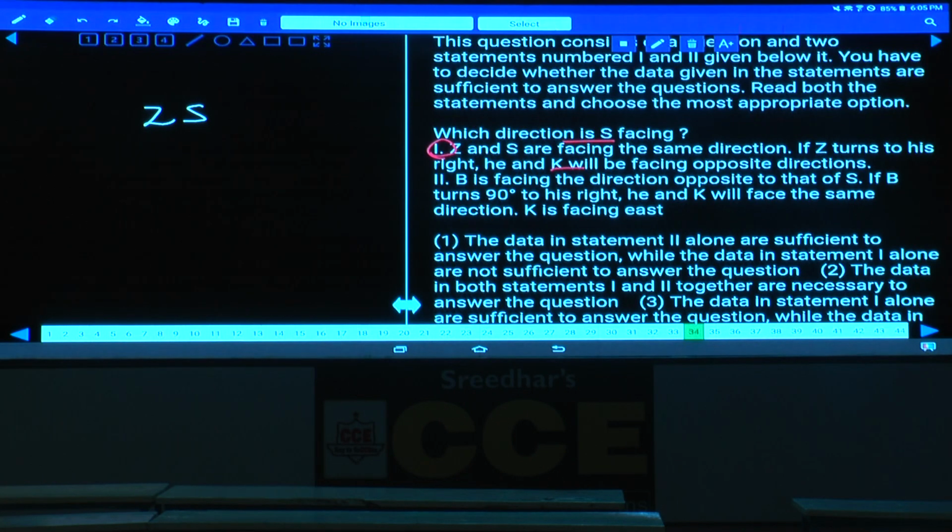Then coming to the second one, B is facing the direction opposite to S. If B turns 90 degrees to his right, he and K will face the same way. K is facing east. As K is facing east, if B turns 90 degrees to his right, he and K will face the same way. If B turns 90 degrees right, he will turn to east. That means as of now B is facing which direction? North. As of now north. If he turns 90 degrees, then he will reach east.